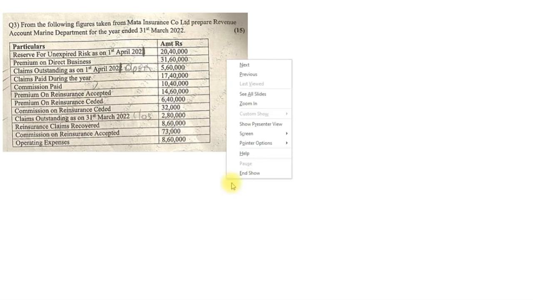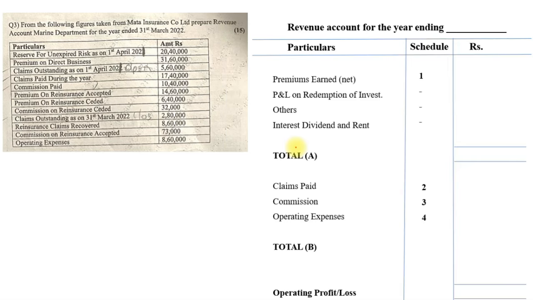So I'll just get the highlighter on. Yeah, we will first make the format. The format is revenue account for the year ending 31st March 2022. We have particulars, schedule and amount. Under particulars, we have premium earned, that is schedule number 1, profit and loss on redemption of investment, others, and interest, dividend and rent. Those are basically my earnings. These are all my incomes.